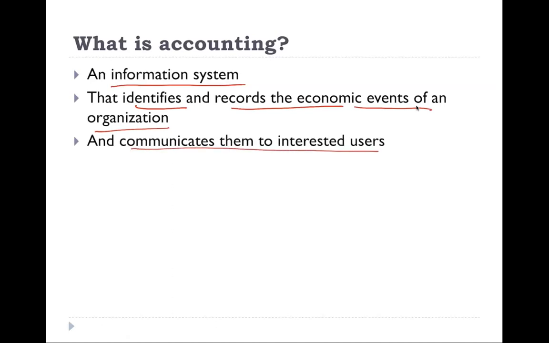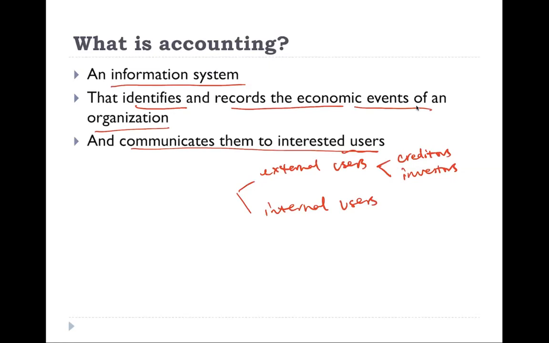to interested users. As we mentioned in last class, depending on who those interested users are, those users can be external users. Examples of external users are the firm's creditors or investors. Those users can also be internal users, for example, the firm's management. And then there's another kind of external users, but we tend to separate them out. Those are tax authorities.